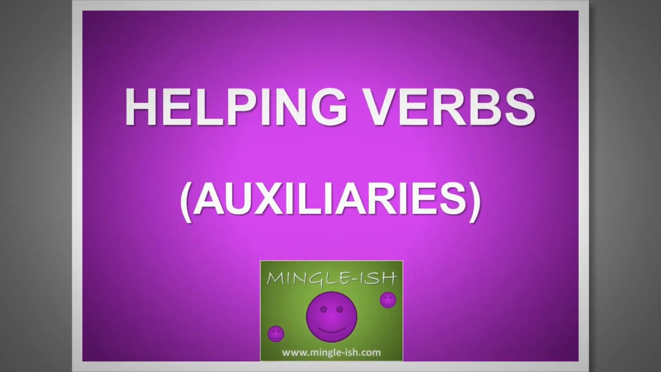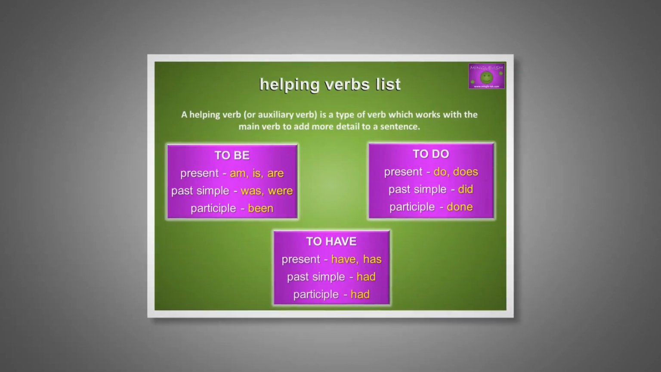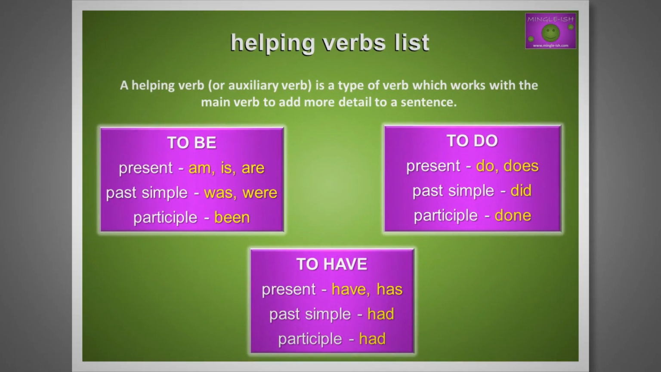A grammar lesson on helping verbs. A helping verb, or auxiliary verb, is a type of verb which works with the main verb to add more detail to a sentence. There are three main helping verbs in English, and they are to be, to have, and to do.